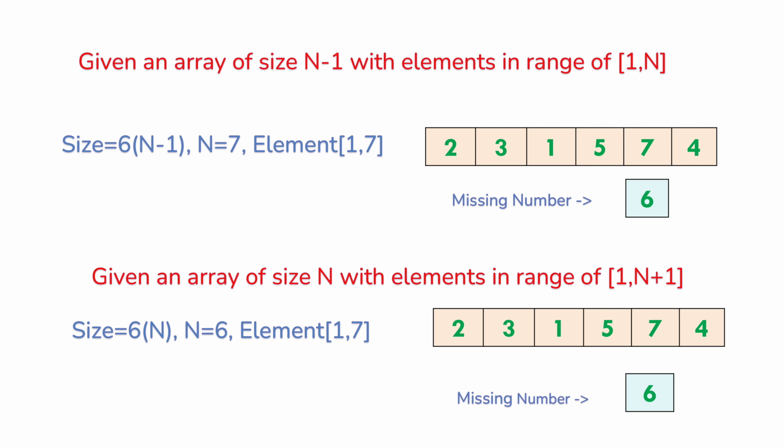Now let's see the top one first, that given an array of size n minus 1 with elements in the range of 1 to n. So in this case if you see, we have an array that is 2 3 1 5 7 4, which is of size 6. So if we compare this size 6 to the size n minus 1 which is mentioned in the question, then n will come out to be 7.